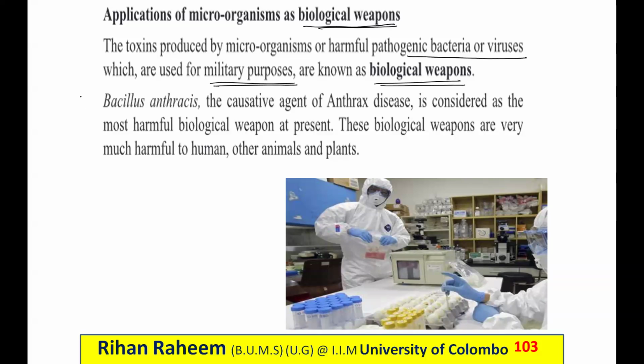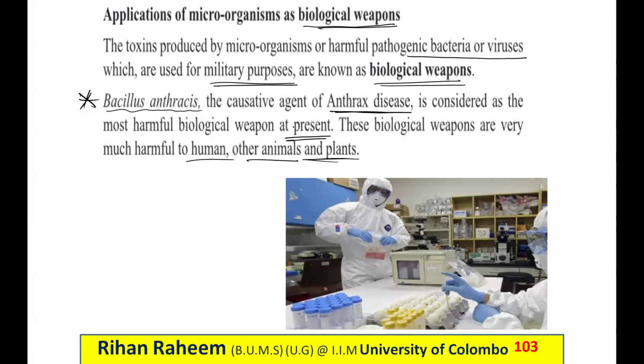One example they have given is Bacillus anthracis. Earlier, in the first week of this month when starting this lesson, we studied that Bacillus anthracis causes anthrax disease. It is considered one of the most harmful biological weapons at present. These biological weapons are very harmful to humans, other animals, or maybe even plants. I think I told you the story of anthrax, no? This anthrax disease is caused by the bacteria Bacillus anthracis.